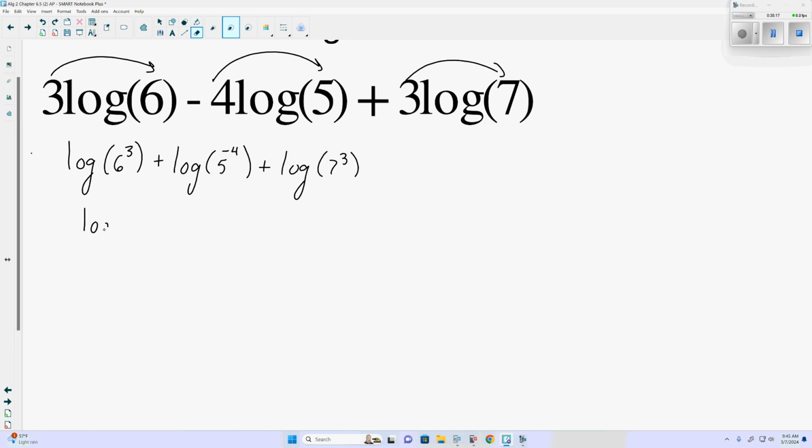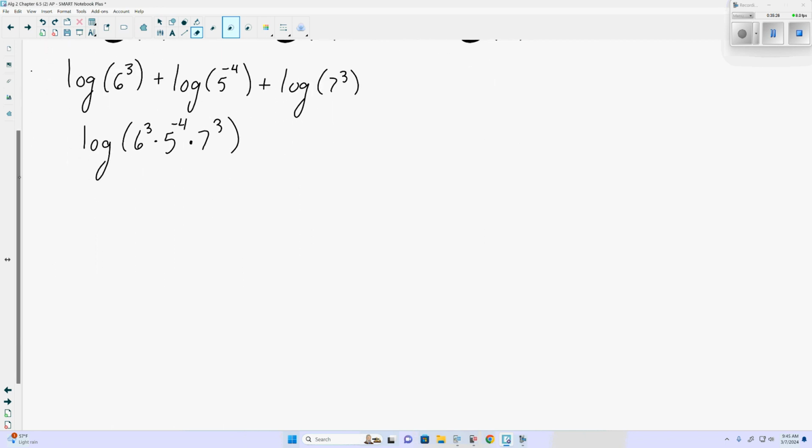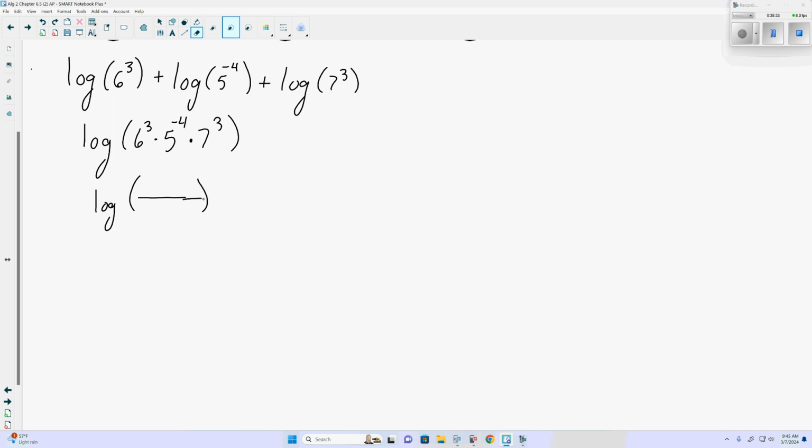Now they all multiply together. So I said we have log of 6 to the third times 5 to the negative fourth times 7 to the third.